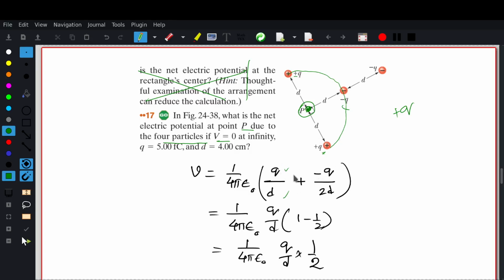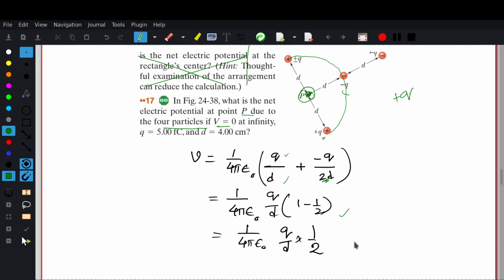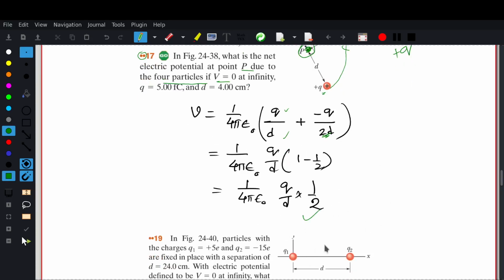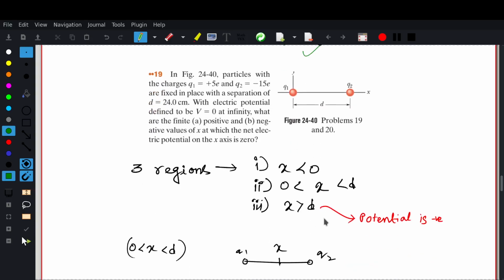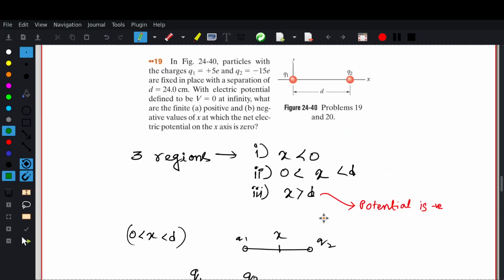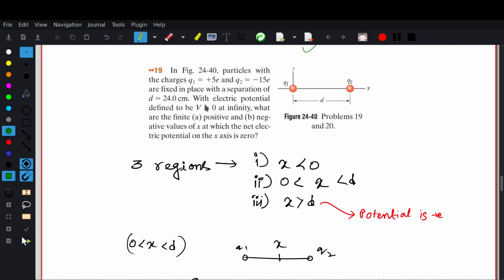So net charge, right? And this one with minus q also contributes, but the distance is different, so minus q by 2d. Again, you just do it in a single line calculation. This is supposed to be a little hard one, but you can do it with just a single line. So you get some resultant, and if you want, you can go ahead and plug in the numbers. Very simple ones. Okay, let's move on to the next one.